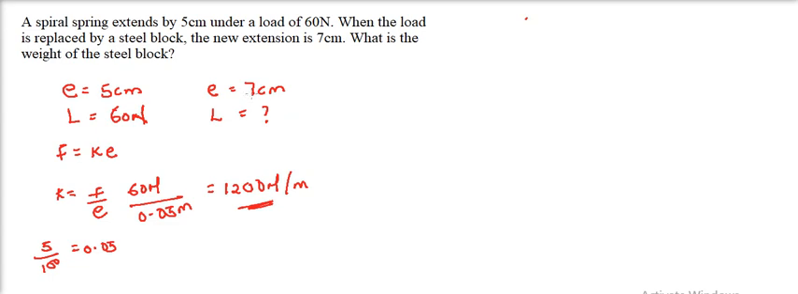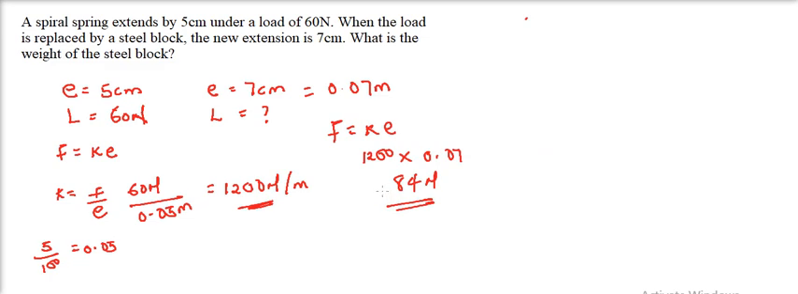Now we can use this value of K to get the weight of the steel block. Since we know the extension caused by the steel block, and we know the force constant, we can convert this also to meters, which should be 0.07 meters. So the load now, or the force, will equal K times the extension. The value of our K is 1200 multiplied by the extension, which is 0.07. So when we do that, we arrive at a force of 84 Newton.